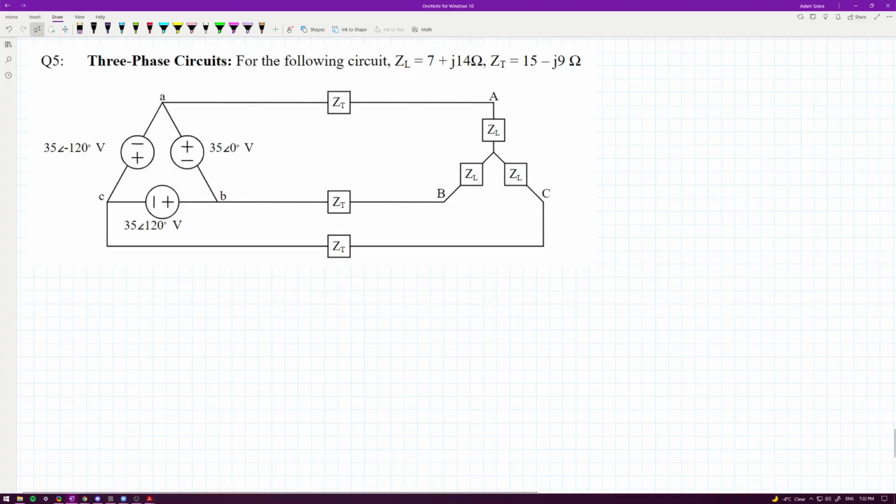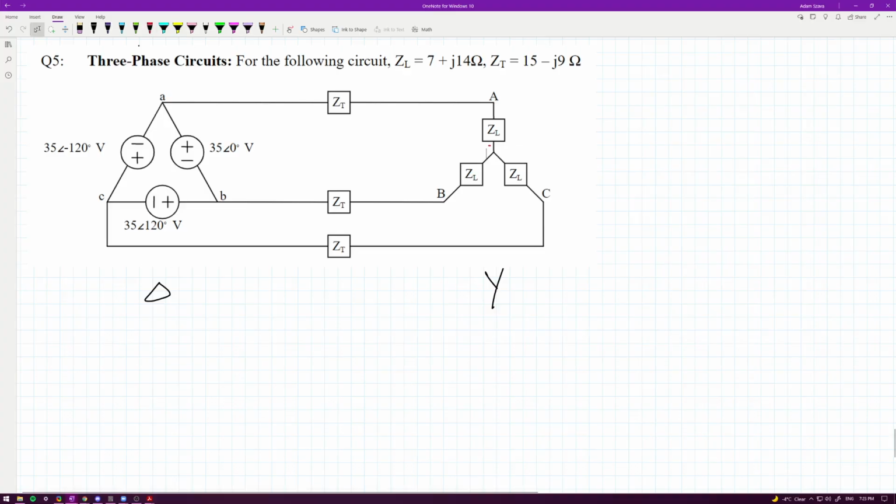So let's look at this. This is a three-phase circuit. This is the source, in delta configuration, and this is in Y configuration. And notice here that the impedance of each line is ZT and ZL. That's the impedance of each line.